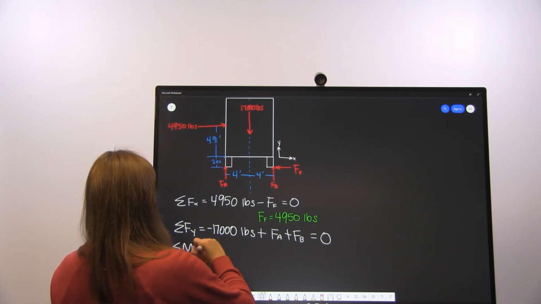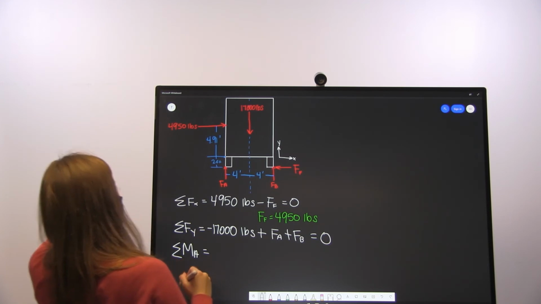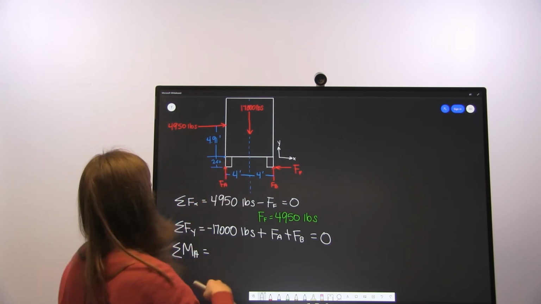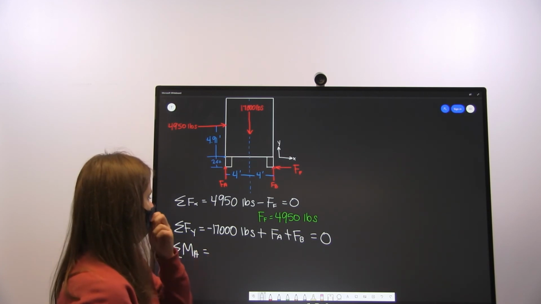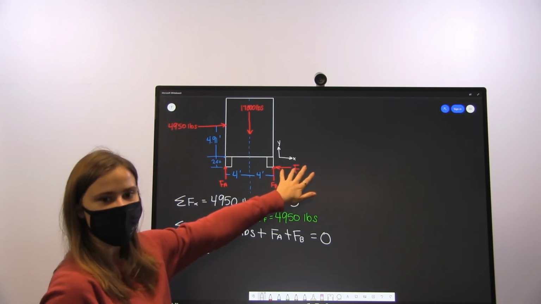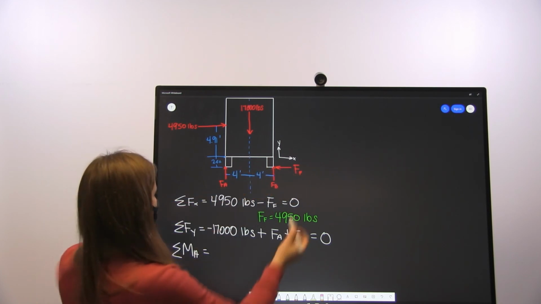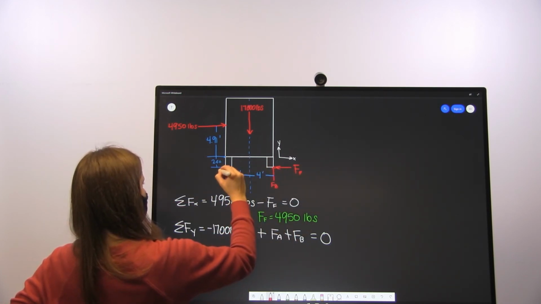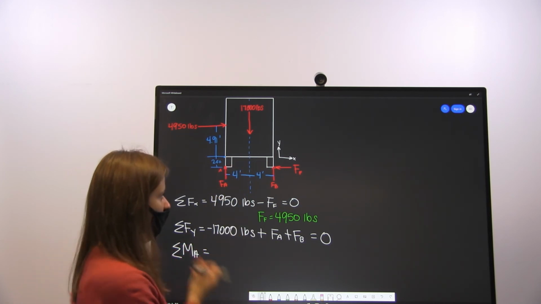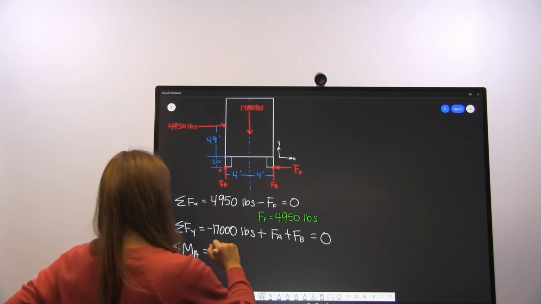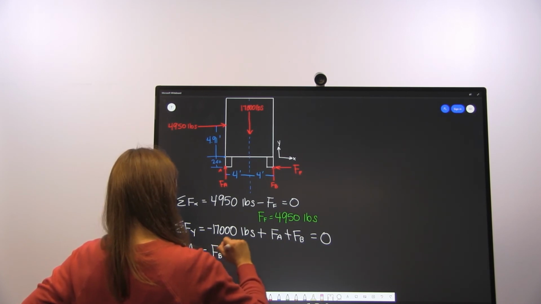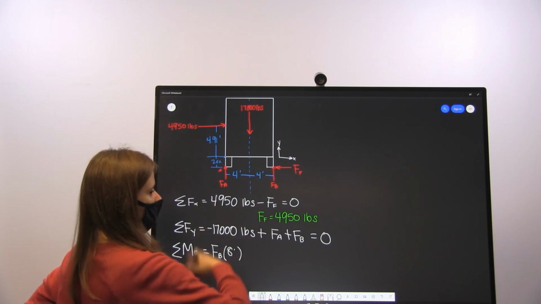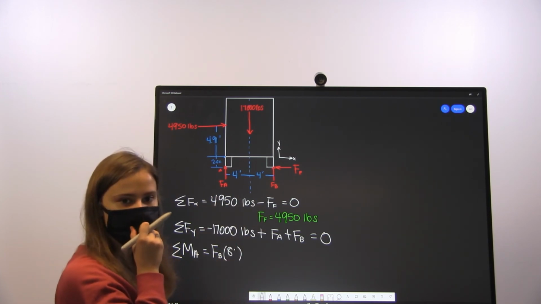Moment at A. We're not going to take our FA, because that's in line with the moment itself, and the same with our friction force, it's in line with our point A here. This is our point A. So we can't take those, but we're going to do force B times 8 feet, and that's going to give us counterclockwise rotation, so that'll be positive.